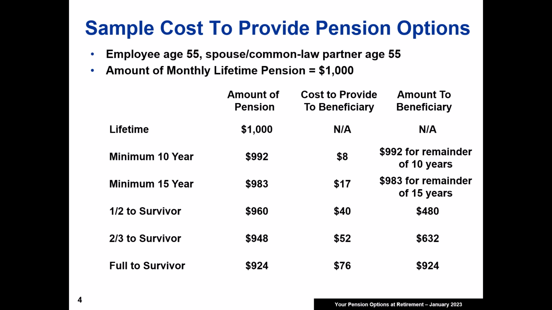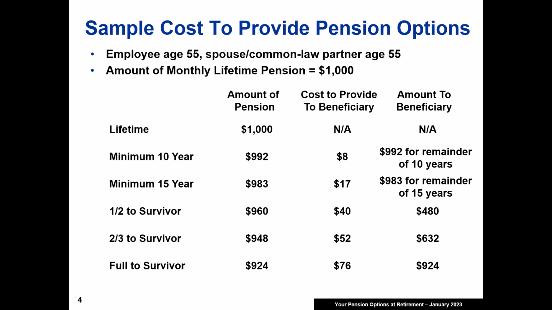With a minimum 10-year, there is a small cost of $8 to the member, reducing the member's pension to $992 per month. This ensures the beneficiary will continue to receive $992 per month for the balance of the 10 years following the member's death. With the minimum 15-year, the cost to the member is slightly higher, $17, as we are now guaranteeing an amount payable to a beneficiary for a longer period, the balance of 15 years. The member receives $983 per month, ensuring the beneficiary continues to receive $983 per month for the balance of the 15 years following the member's death.